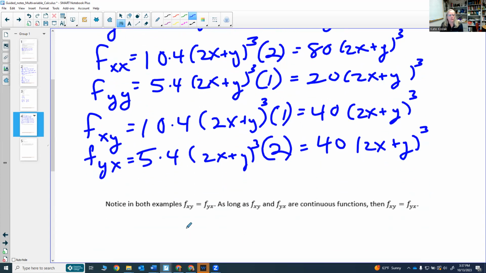Notice in both examples, the partial derivative of f with respect to x then y was equal to the partial derivative with respect to y then x. As long as the partial derivative of f with respect to x then y, the partial derivative with respect to y then x, and all the other partial derivatives are continuous functions, then the partial derivative of f with respect to x then y will always equal the partial derivative with respect to y then x.